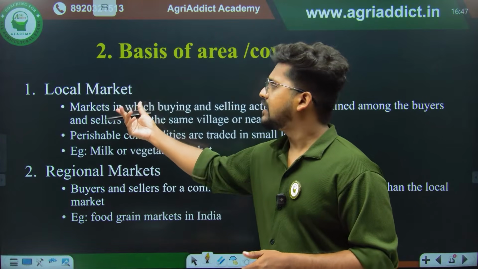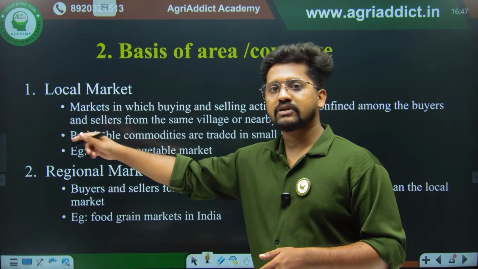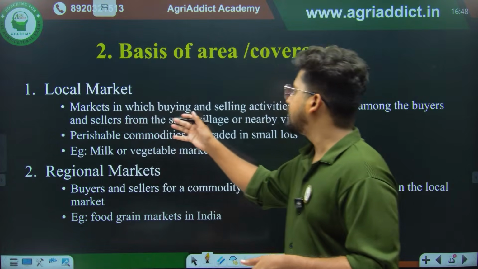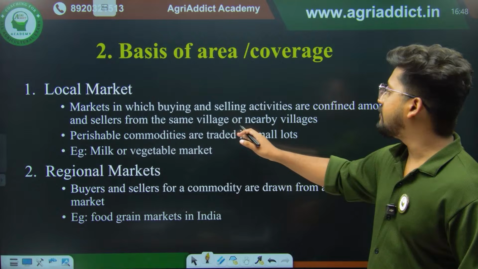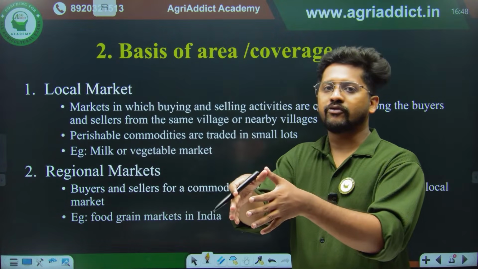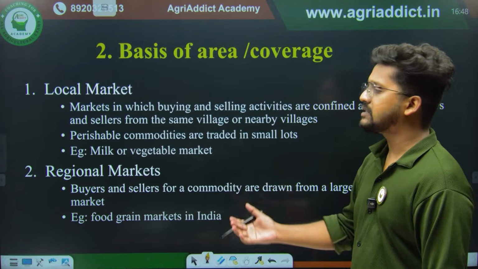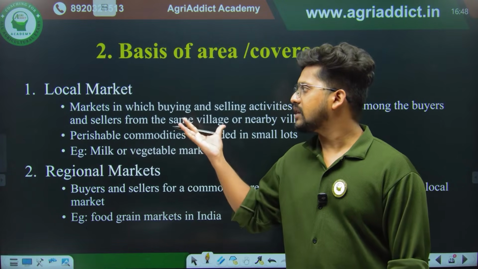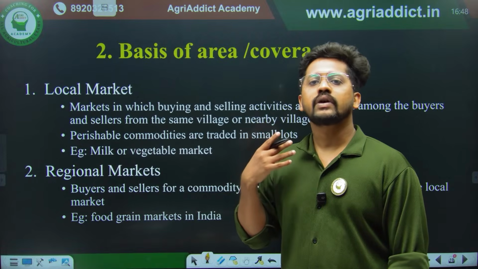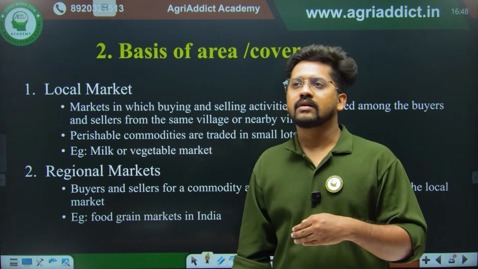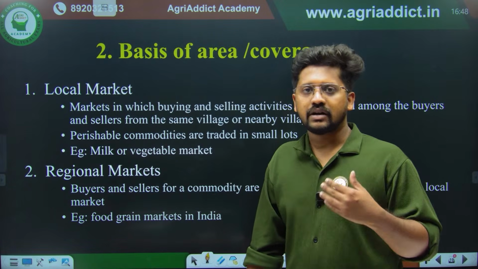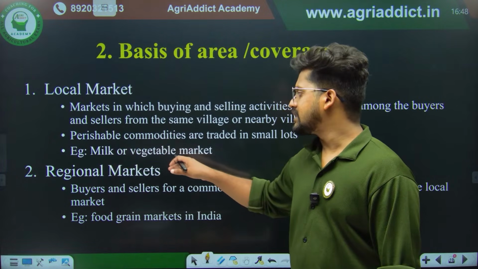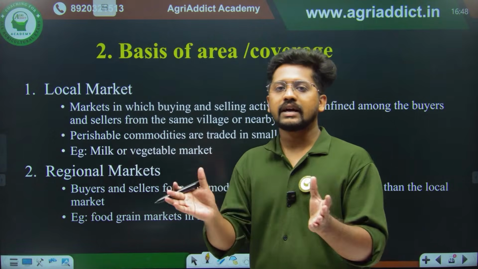First one is the local market. You can easily relate it to our village market. The village market was located in the village. A local market will be covering one village or a little group of villages. These are markets in which buying and selling activities are confined among the buyers and sellers of the same village or nearby villages. Here the majority of the commodities transacted will be perishable commodities, because you can't transport perishable commodities like fruits or vegetables beyond a small extent, since farmers usually will not have enough storage or cold storage facilities, right? Therefore they will be selling in the same village or nearby villages. So for example, milk and vegetable markets will be examples of the local market. It will be covering a village or a few villages.